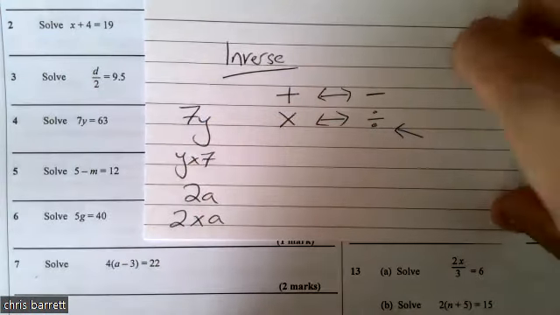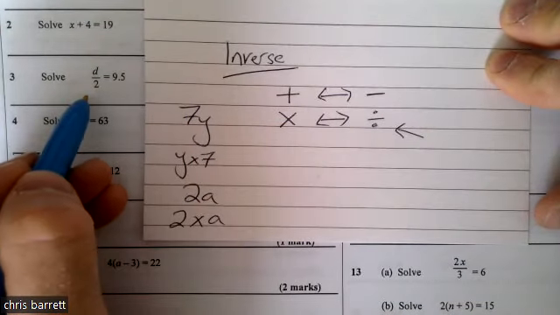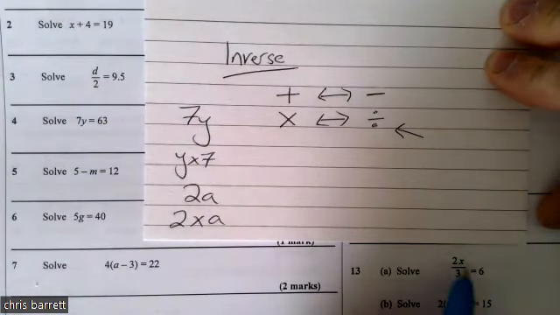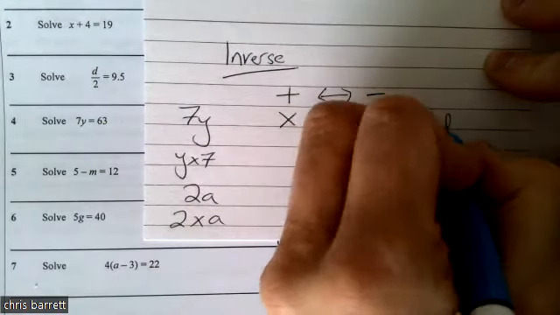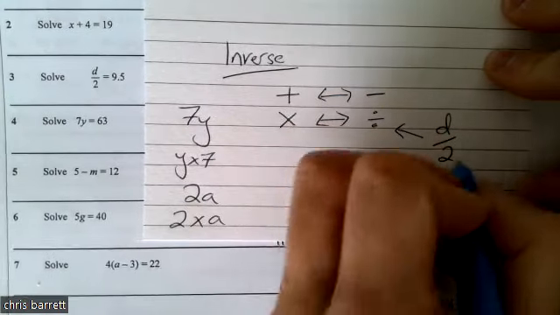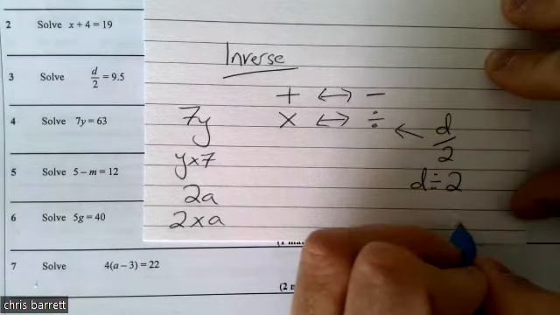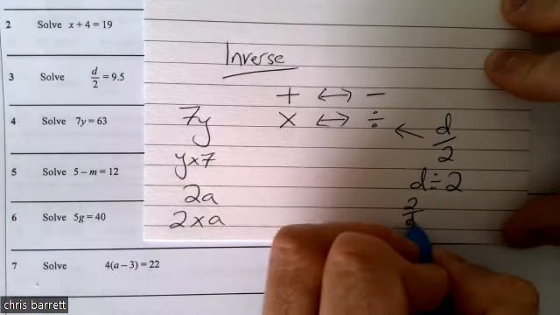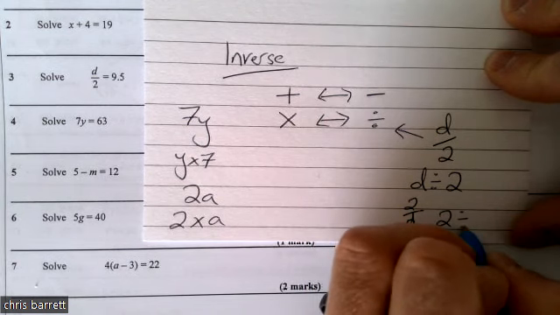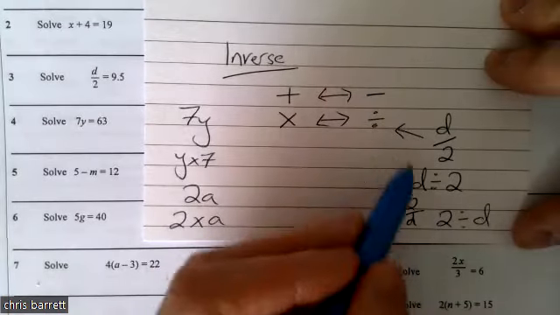Division wise, we might see a division sign, but we're more likely to see things like d over 2, or down here 2x divided by 3. So it could be d over 2, which would mean d divided by 2, but it could also be the flip round of that. It could be 2 over d, which would then be 2 divided by d. Okay, so they're the inverses.